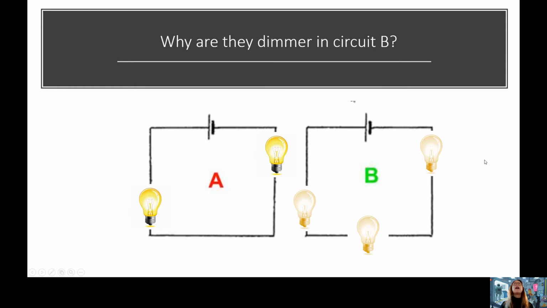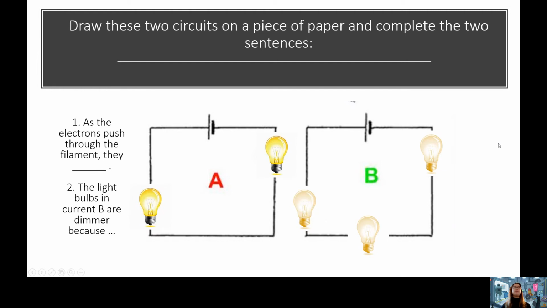The answer is that the light bulbs would be dimmer in circuit B and shine brighter in circuit A. Why? I want you to think about why is it that the light bulbs would be dimmer in circuit B? Well, the answer is that the light bulbs in circuit B have to share the same amount of current between more light bulbs, and that's why they are dimmer.